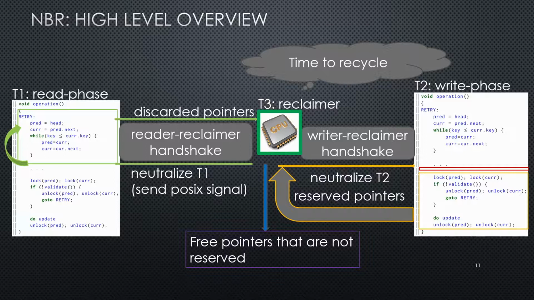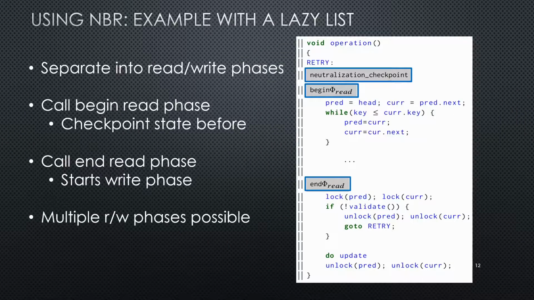Therefore, it can simply go on and reclaim or free all its retired records, leaving any reserved records behind. Let's see with the help of an example how easy it is to apply NBR to a data structure operation. We'll use lazy list as an example. In this particular operation, the read phase begins with the read of the head node and ends when pred and current nodes are identified. So one can simply invoke the begin read phase function here.